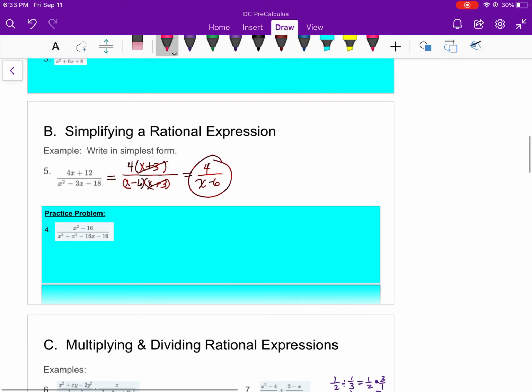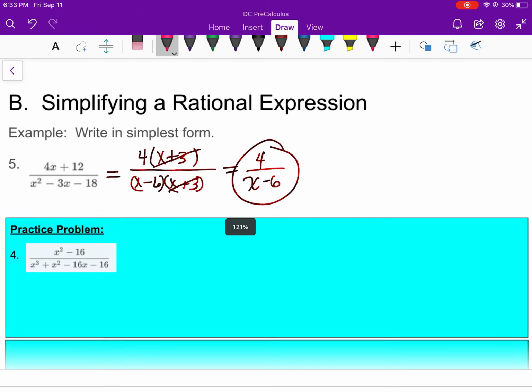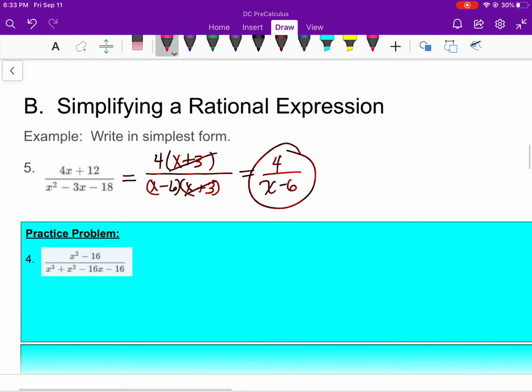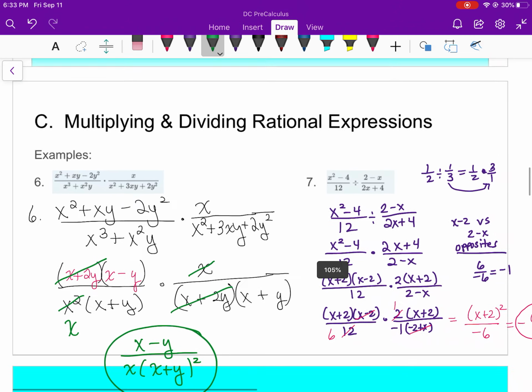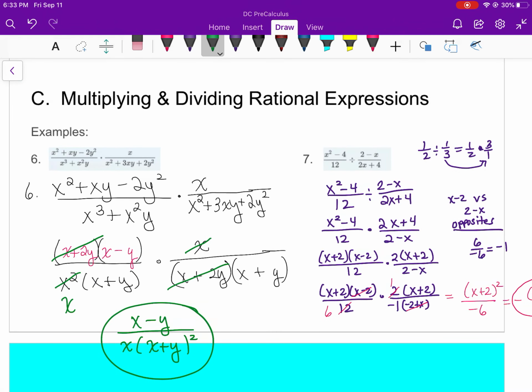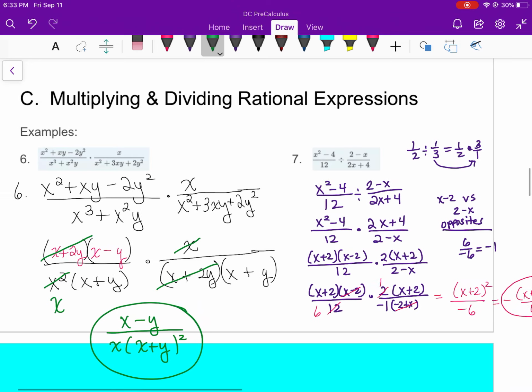Okay. I would imagine you're more familiar with what we did here on number 5. For simplifying a rational expression, we simply factored and divided common factors. You should back this up with x can't equal 6. For multiplying and dividing, factoring is the key step. So we factored the expressions and we divided out common factors.